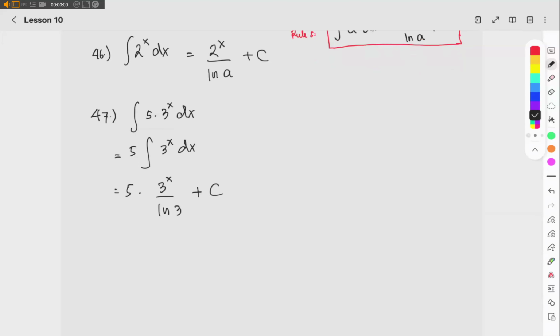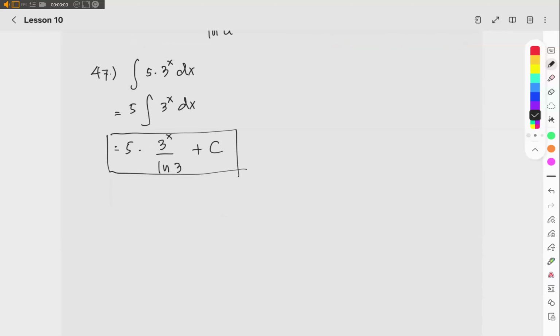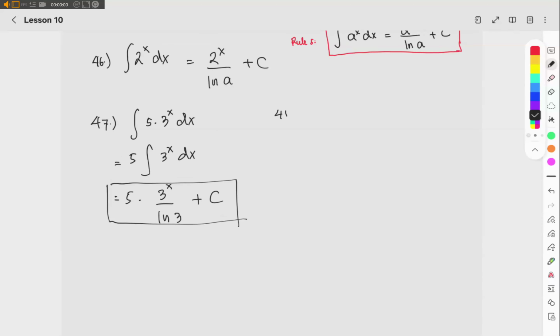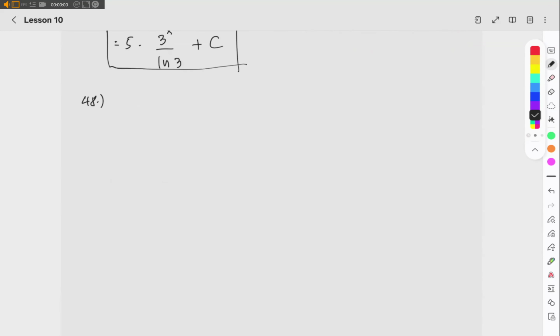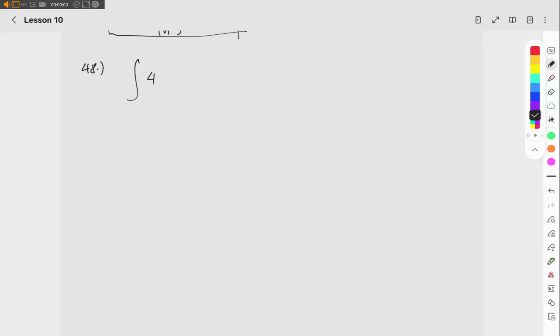Okay? So this is the answer. Very simple. Okay, so let's do 48. Say I have the integral of 4 to the 2x plus 1 dx. What about this one? Now this is a bit complicated, so you need to use the u substitution.